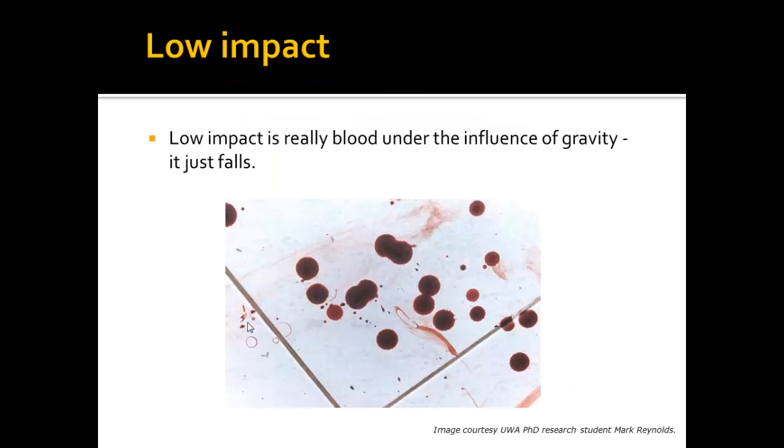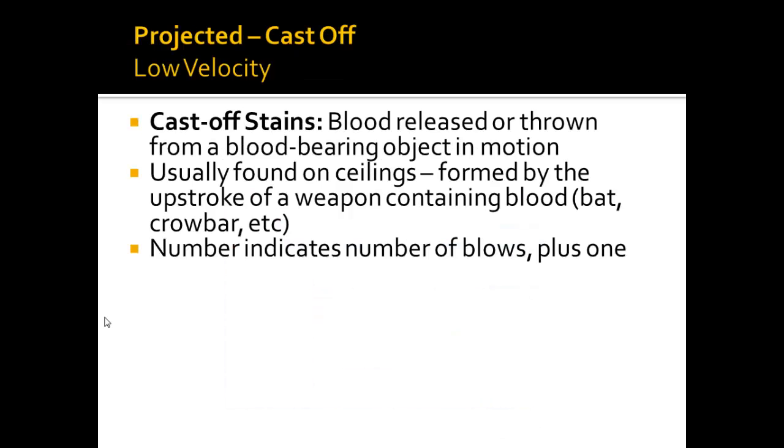Here are some gravity drops. Again, it's just low impact. You're not really flinging the blood hard. Cast off is an example of low velocity as well. Cast off is when somebody goes and takes a hammer and hits somebody on the head.